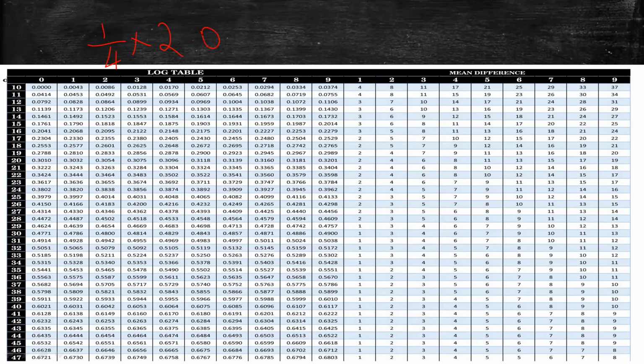We know already, right? 2.0913. What you have to do is divide this by 4. It becomes 0.20 means 5, 9 means 2, 11 means again 2, 33 means 8, right? And up to 4 decimal points we can take 0.5228. And now you have to find out antilog of this number.